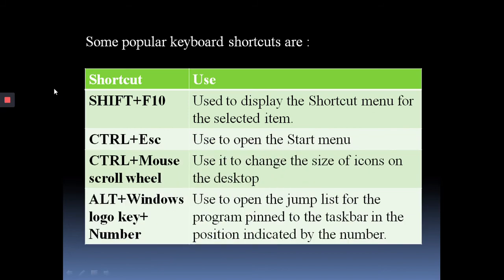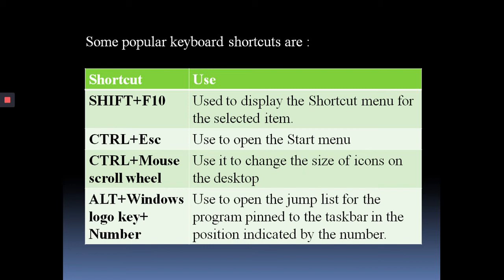Some popular keyboard shortcuts are, the first one is Shift plus F10. It is used to display the shortcut menu for the selected item. If we want to open a shortcut menu for any file or any task or any document, we have to select the file and press Shift plus F10.